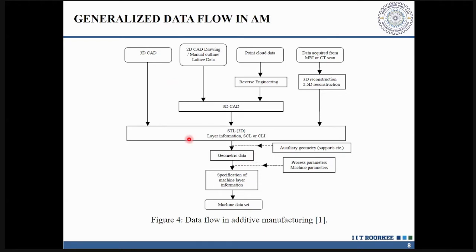The process is more or less uniform, whether you are working with FDM, SLA, SLS, LOM, or any particular process. So we have to come to this STL, and then we go to the actual hardware of that particular machine. As the topic is how to design, we will try to understand how to generate an STL from point cloud data, how to generate an STL from a 3D CAD, and then we will discuss any one particular method of manufacturing that product.